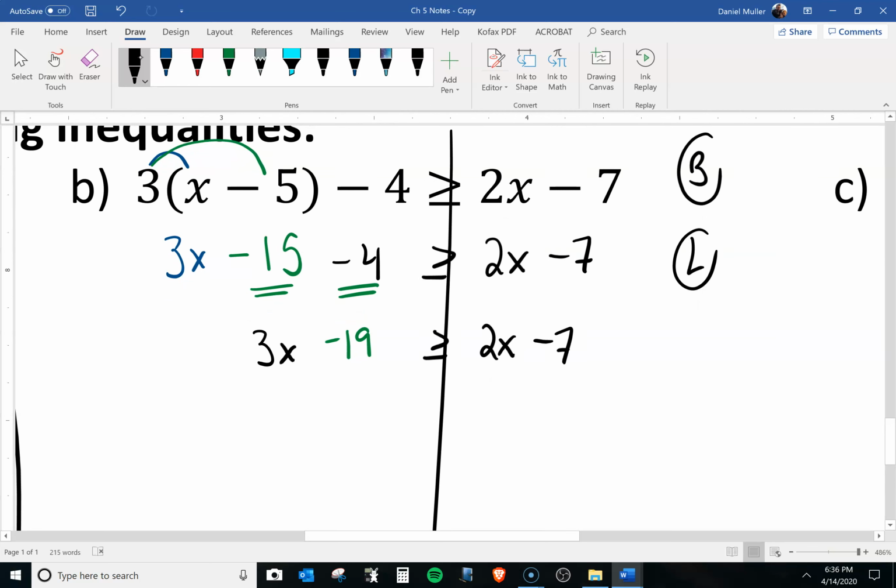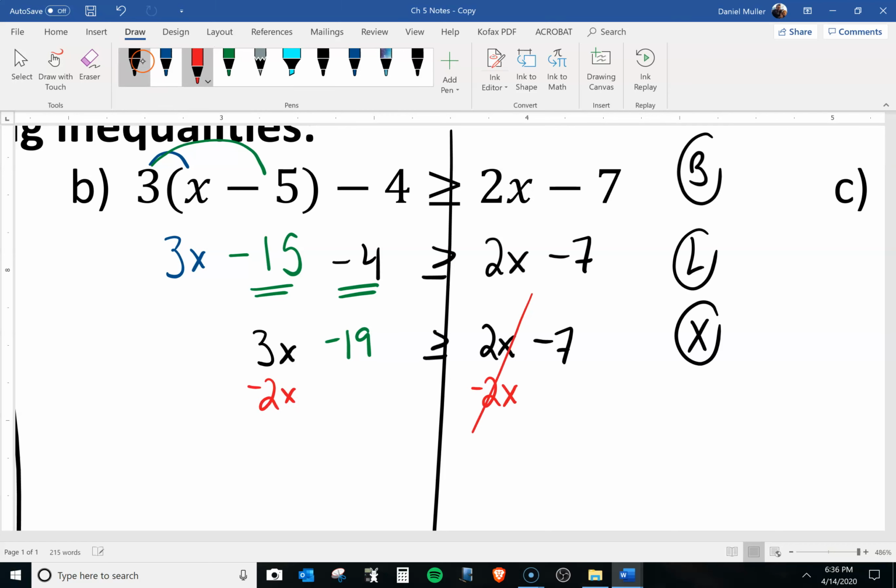Now we have the brackets gone, we have the like terms gone. Do we have x's on two sides where we need to move over the smaller one? Yes, we do. We got an x there and an x there. So we need to move over the smaller x. That would be the 2x. So we'll subtract it. 2x minus 2x is gone. We'll minus it over here too. So on the left, we have 3 minus 2, which is 1. I'll just write an x. Then we got that -19. We got that symbol. And we have a -7.